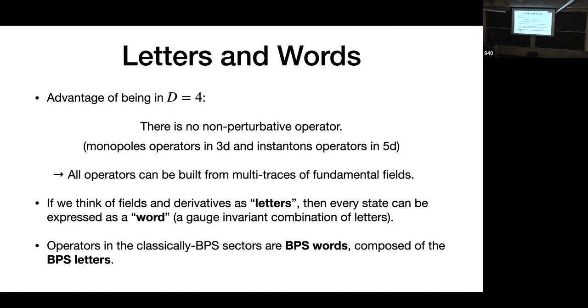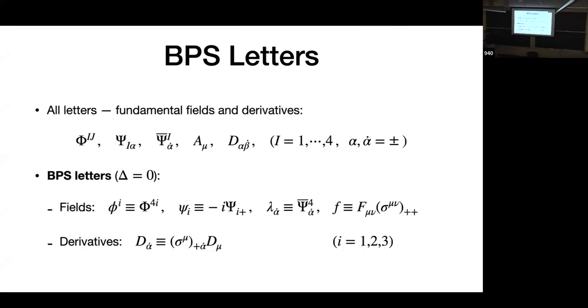Now we can think of the fields and their derivatives as letters, and then every operator can be expressed as words, which are gauge invariant combinations of these letters. And we will focus on BPS operators. So we will consider a subset of all the letters we have, called BPS letters. And then the words constructed out of the BPS letters, we call them BPS words. So that may be a bit more explicit.